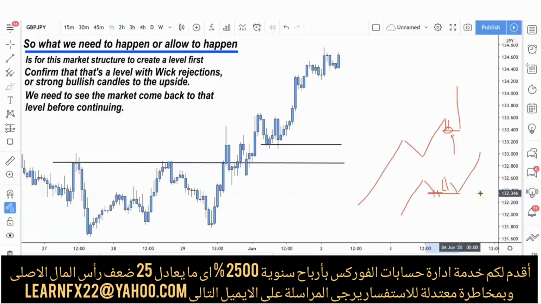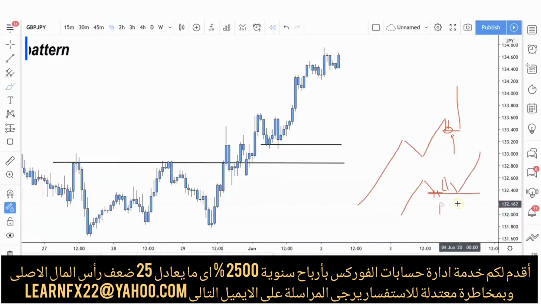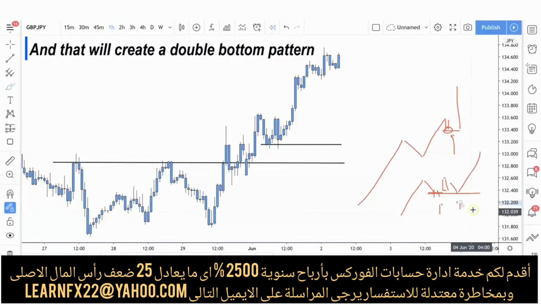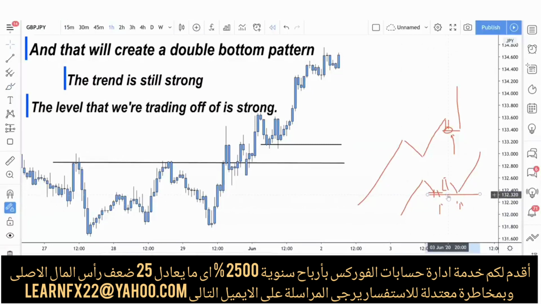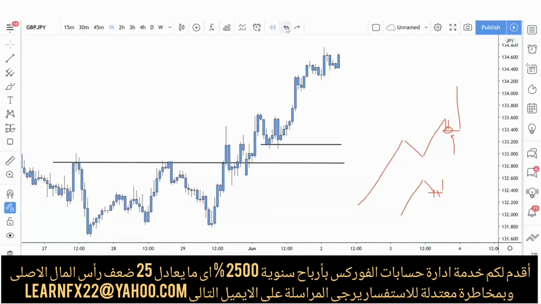to that level before continuing, and that will create a double bottom pattern that will help confirm that the trend is still strong. The level that we're trading off of is strong, and we know that we can be sure that if we place our stop loss below this level, then we should be in a good place to be trading. So let's remove all this red off the charts.